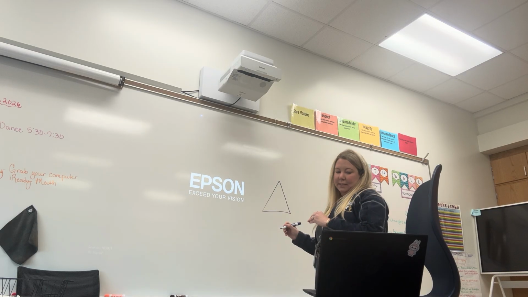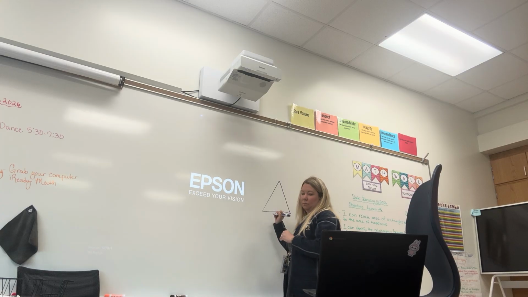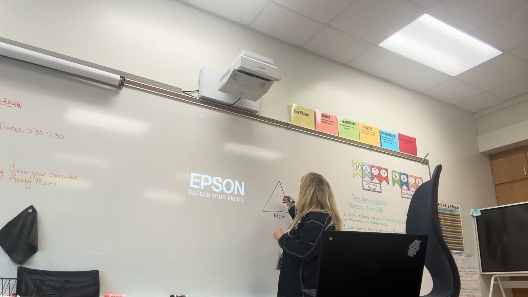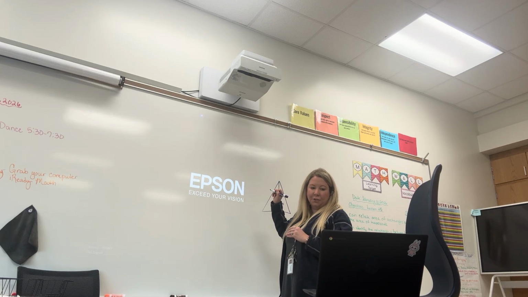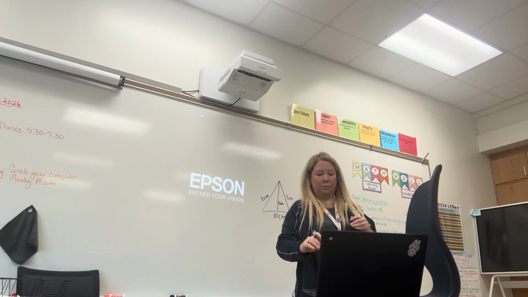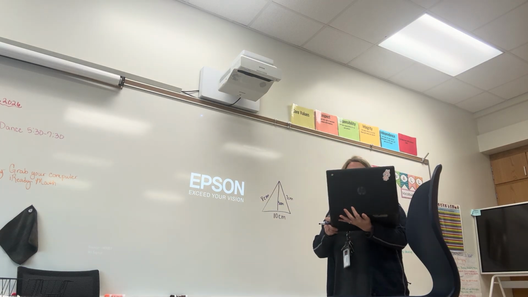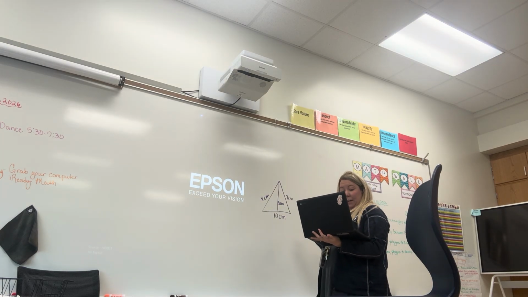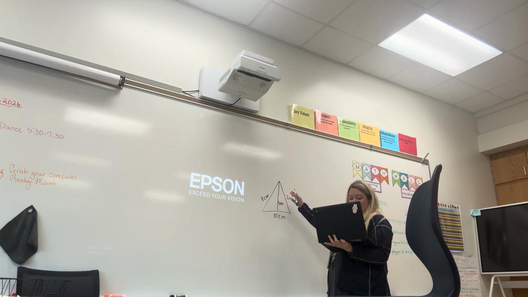And the base is 10 centimeters. The height is 5 centimeters. And the other 2 side lengths are 8 centimeters and 7 centimeters. First, I'm going to find the area. Area is the amount of space inside of the triangle.